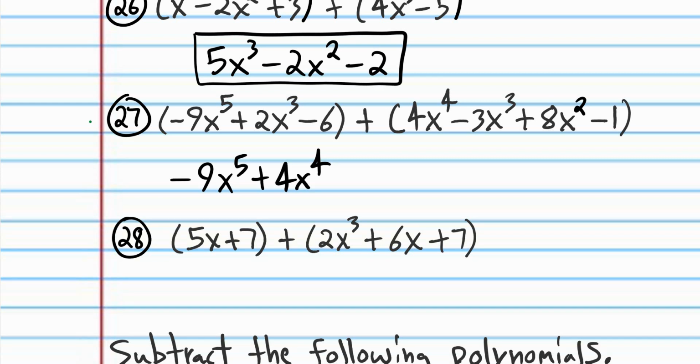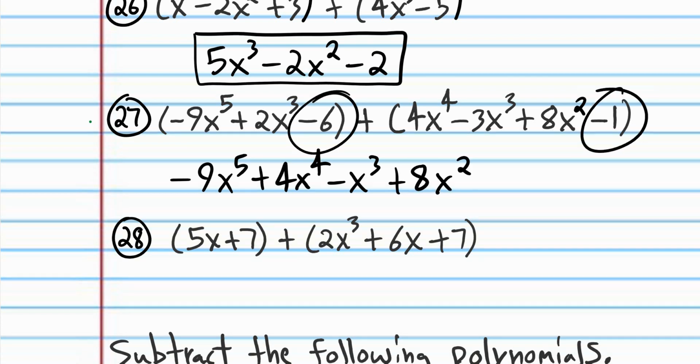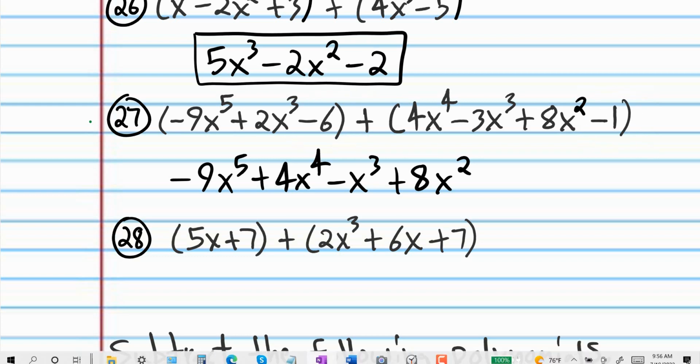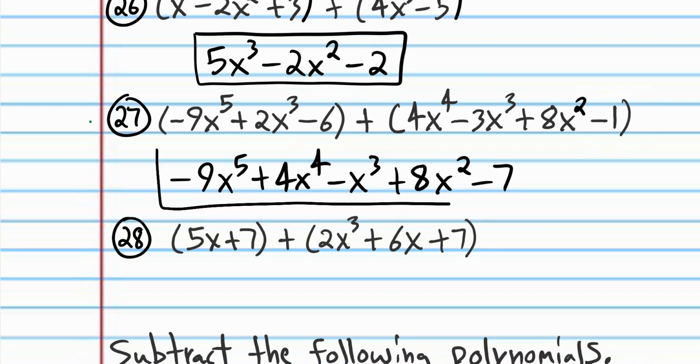And again, you can lightly cross some of these out if you need to. We have a 2x cubed term and a negative 3x cubed term. So 2 minus 3 is negative 1. And it looks like we have an x squared term, but nothing to combine it with, so we'll just rewrite that. And we have a negative 6 term and a negative 1 term. So negative 6 plus negative 1 is negative 7. And that's it. So as you can see, adding polynomials is pretty easy.